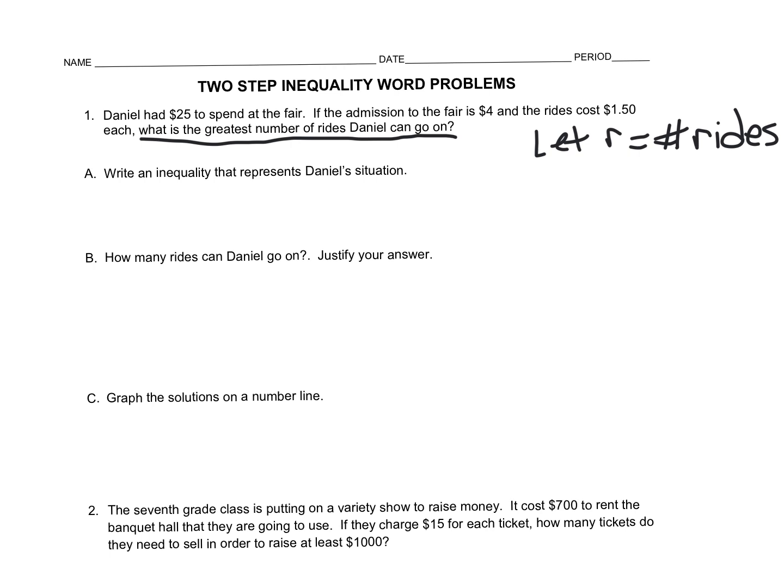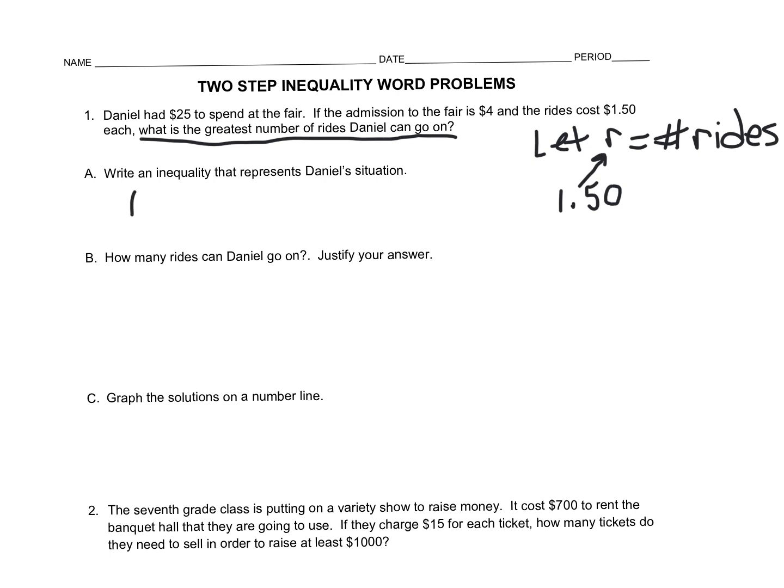Daniel had $25 to spend at the fair. If the admission to the fair is $4 and the rides cost $1.50 each, okay, so we just identified each one of these rides is going to cost $1.50. So in order to find out what it's going to cost for a given number of rides, we have to take those two things and multiply them. So we can start with that.